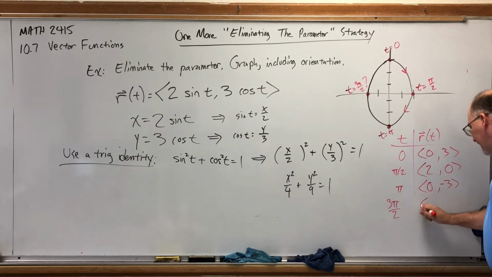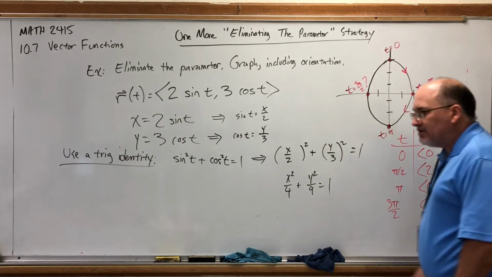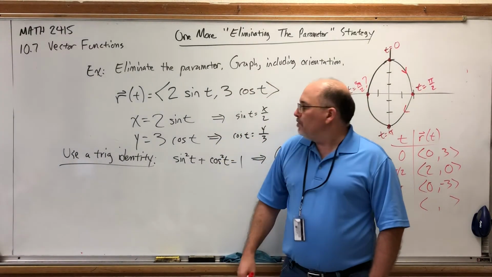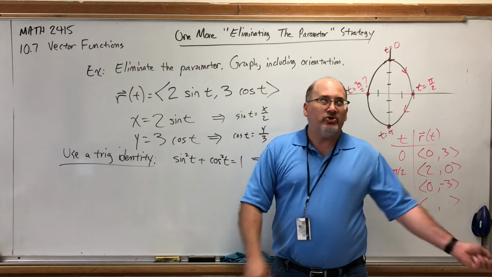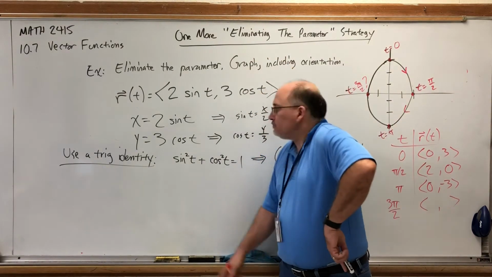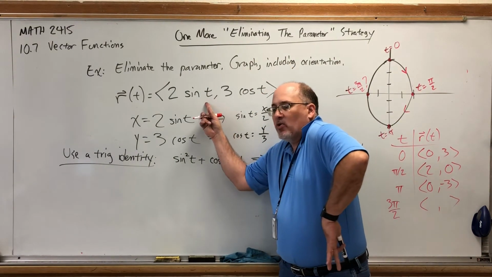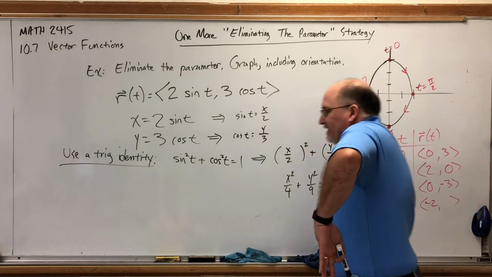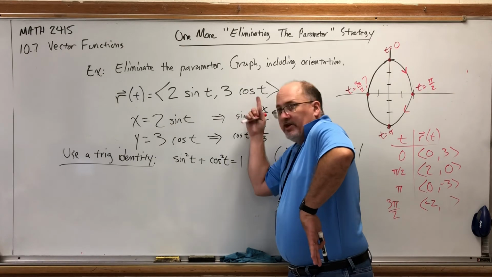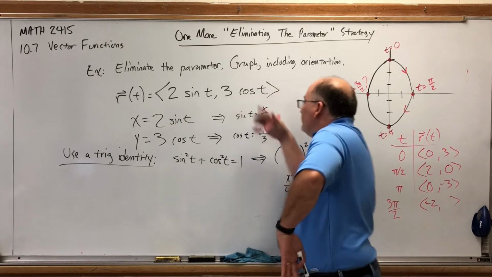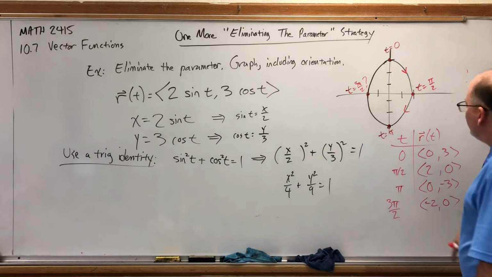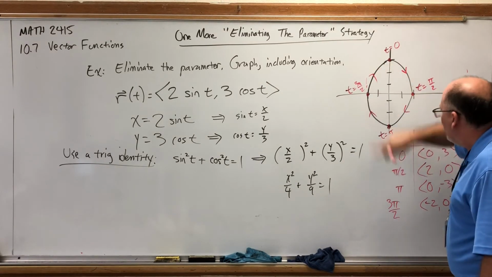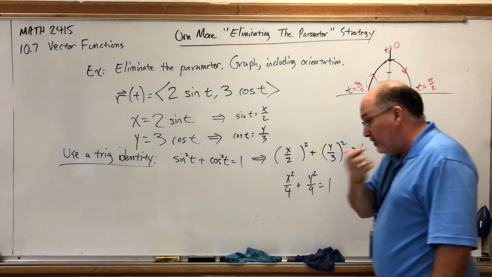But let's verify it and see if our suspicion is correct by substituting 3 pi over 2 into our vector function. 3 pi over 2 on the unit circle is at the bottom of it. At the bottom, sine is the y coordinate, which is negative 1. 2 times negative 1 is negative 2. And at the bottom of the unit circle, the x coordinate, the cosine value, is 0. 3 times 0 is 0. Negative 2, 0 is exactly where we thought it was going to be. This orientation will just keep going clockwise around this ellipse as long as we let the clock run.